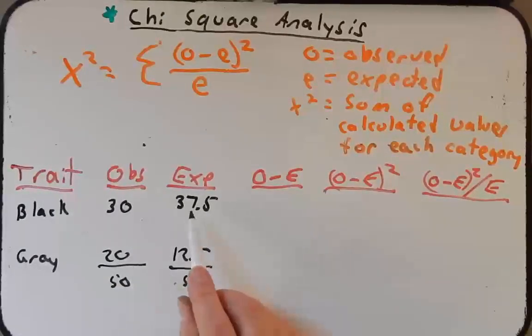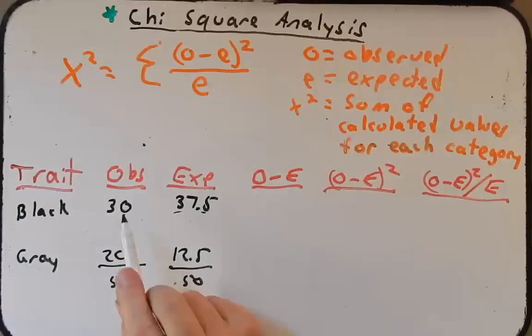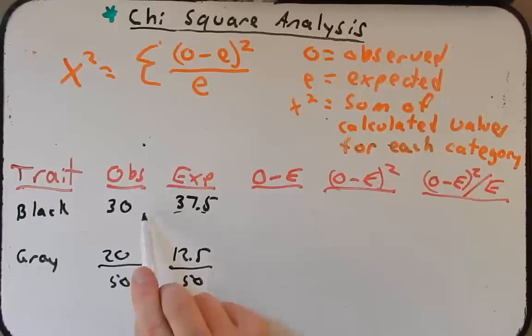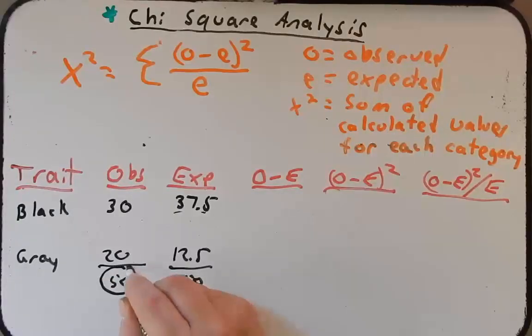So again, 37.5 comes from multiplying 50 by 0.75. 12.5 comes from multiplying 50 times 0.25. Do not multiply 30 by 70% to get this number, because that would be wrong, or 20 by 25% to get this number. Always multiply it by the total number.